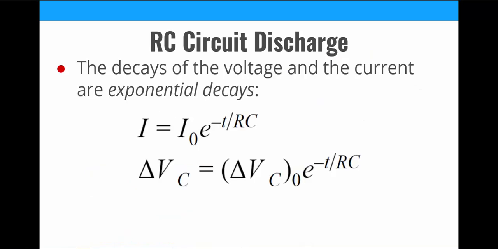The decays of voltage and current are exponential decays. So this is the actual formula for these curves. You may want to write them down.